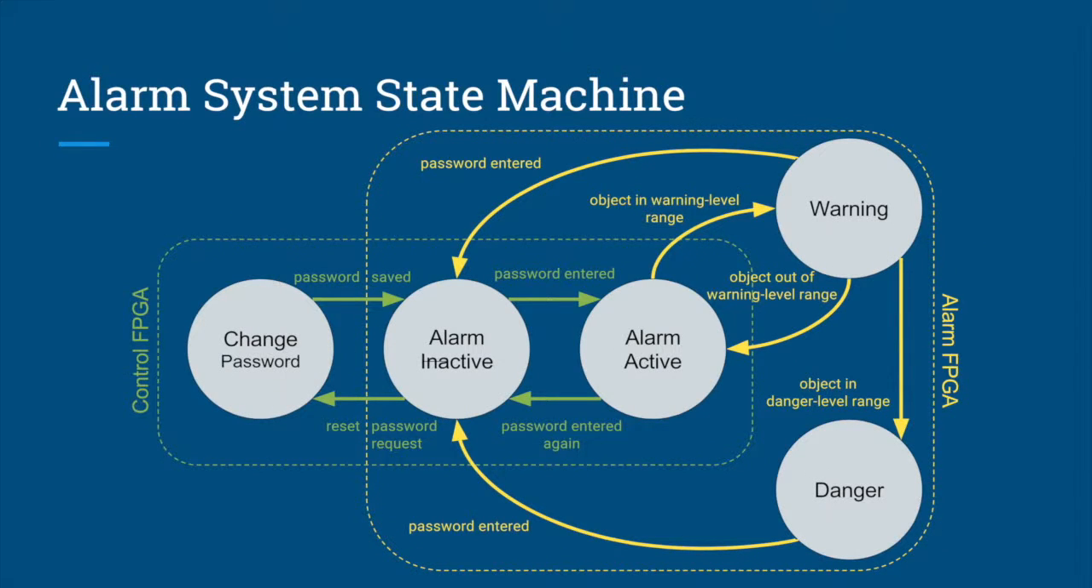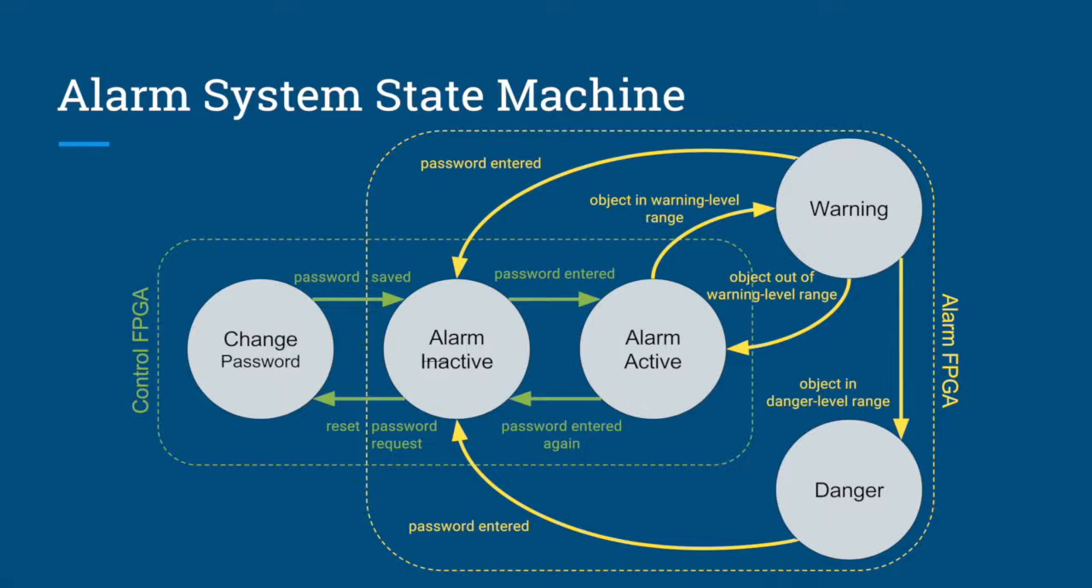This is an overview of the state machine that governs our embedded system. It consists of two FPGAs, the control unit and the alarm unit. The control unit modifies the overall state of the system. It relies on the user entering a password to advance the system state. At startup, the system is in the alarm inactive state. When the user successfully enters their password, the system proceeds to the alarm active state. From here, the alarm FPGA uses the distance sensor to detect any nearby objects.